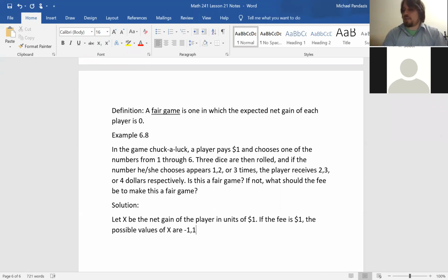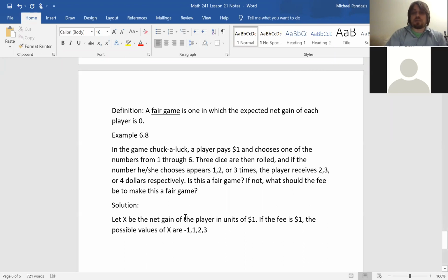And so the net gain would be one, right? So the next possible value of X is one. Now, if his number appears twice, he would make $3 and he paid a $1 fee. So his net gain would be two. And then if his number appears three times, he would make $4 after paying a fee of one. And so his net gain would be three.